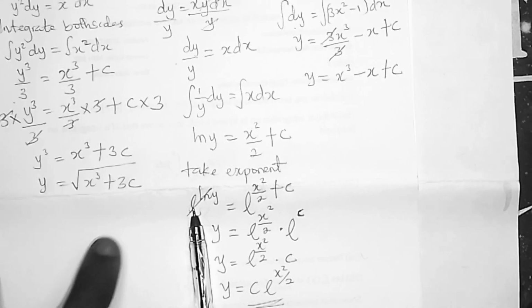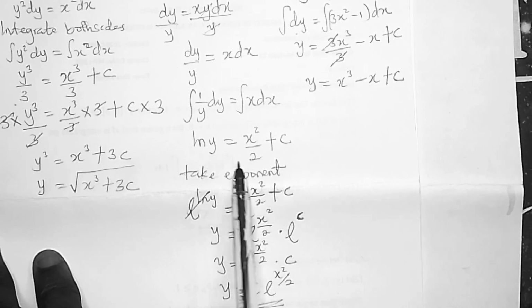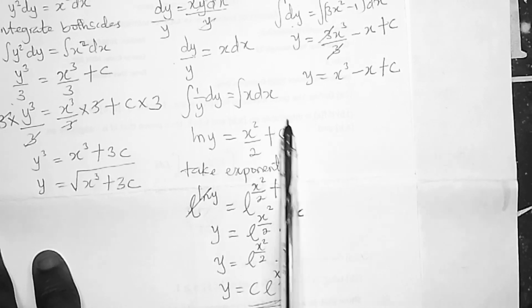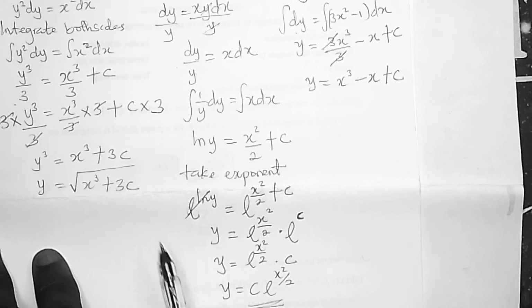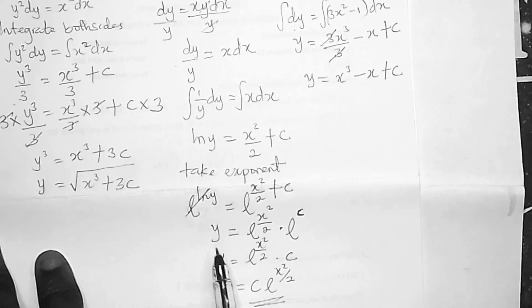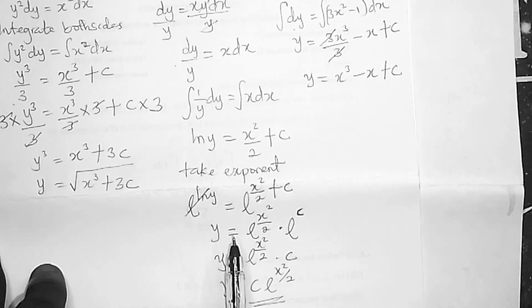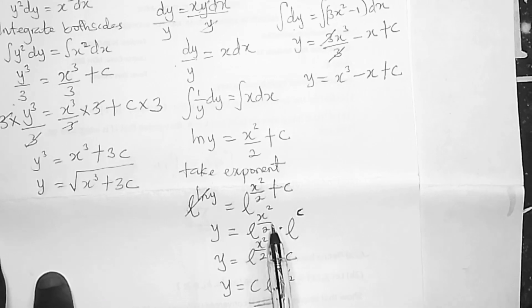So to take exponential of both sides, that means I'm going to have exponential ln y equal to what? Exponential of everything I have here. Are you seeing that? So that's why I have exponential x squared over 2 plus C. And then exponential will cancel ln. So you are going to be left with what? Y. Are you seeing that now? Then equal to exponential x squared over 2 multiplied by exponential c.